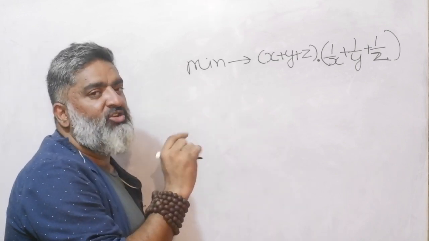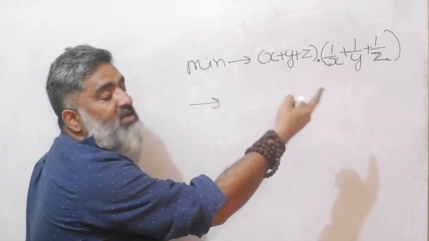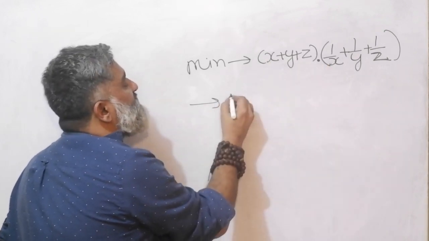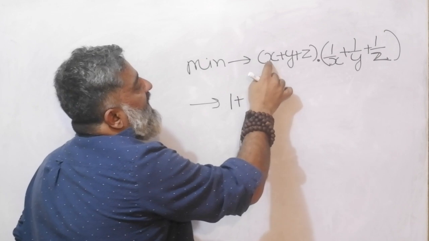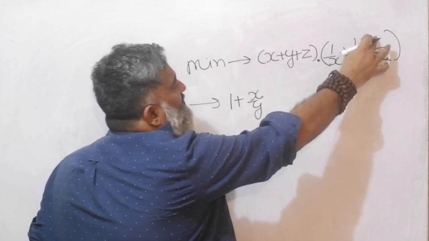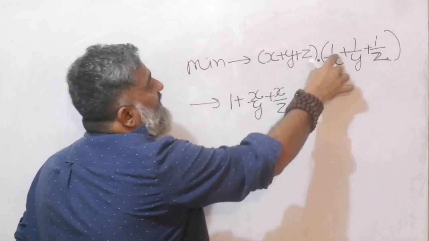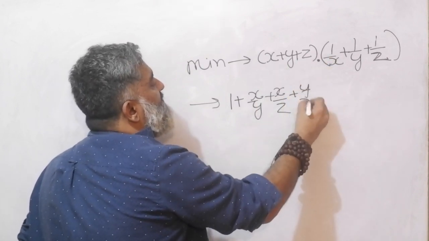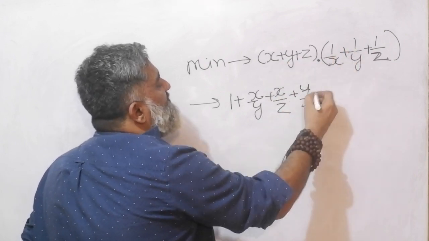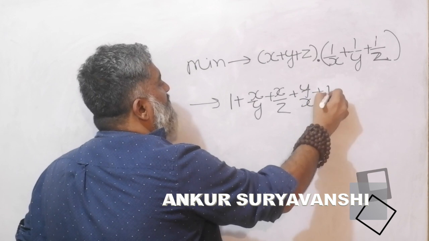So let me first think of the sum view, or let me just open it up. Start multiplying the polynomial. x into 1 by x will give you a 1, plus x into 1 by y will give you x by y. x into 1 by z will give you x by z. y into 1 by x will give you y by x. y into 1 by y will give you a 1.